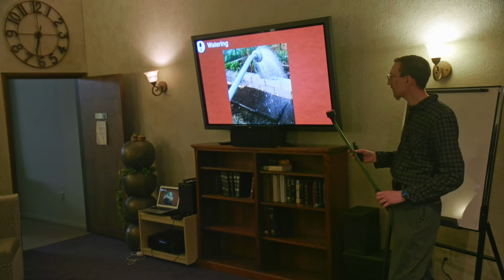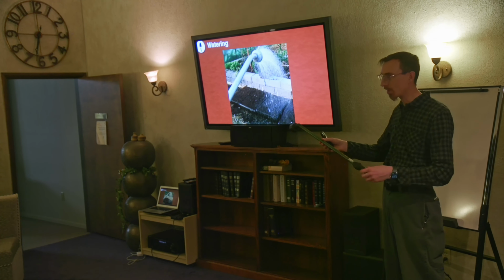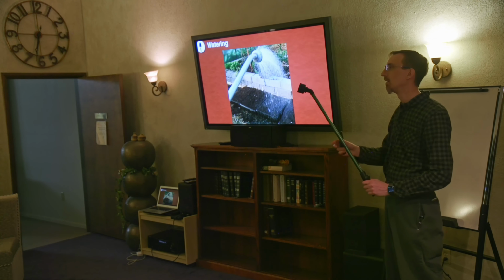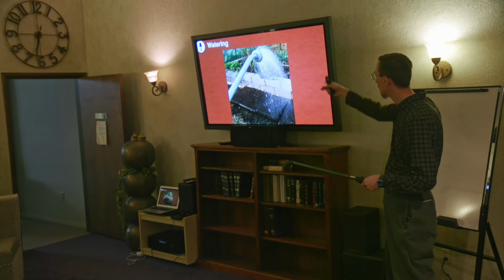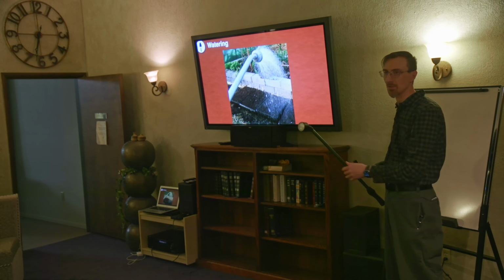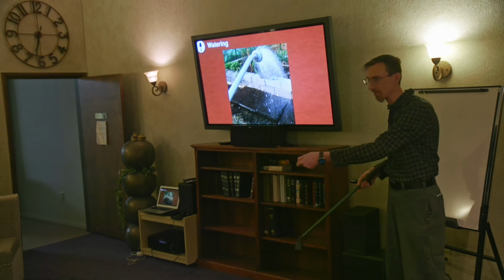Okay. So anyway, this would be an example of a watering wand, if you haven't seen one before. This is very useful for breaking up the water, so you're not just taking a hose and squirting it or something like that.